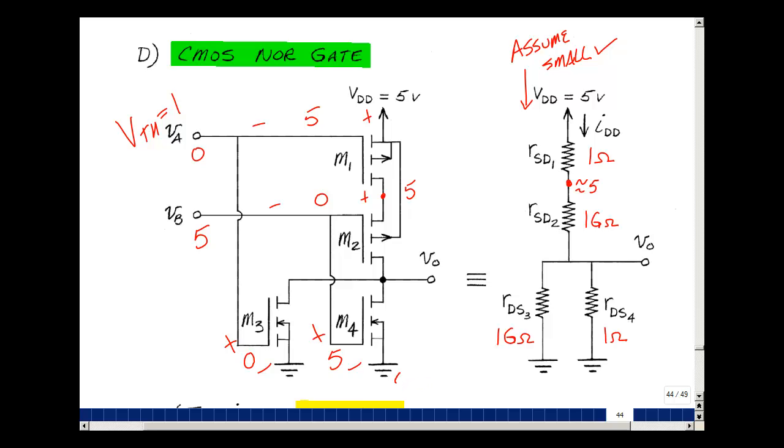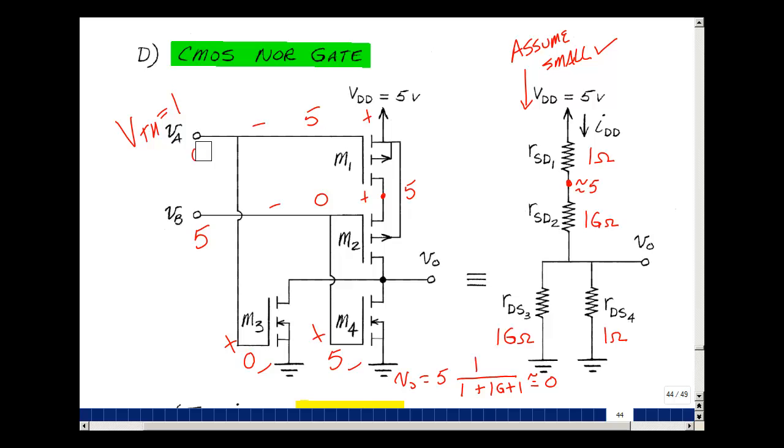The output voltage is equal to 5 volts times 1 ohm in parallel with 1 gigaohm, which is about 1 ohm, over 1 ohm plus 1 gigaohm plus 1 ohm. That's going to be 5 divided by roughly 1 giga, which would be 5 nanovolts, and that's approximately equal to 0. Given a 0, 5 input, the output's equal to 0.